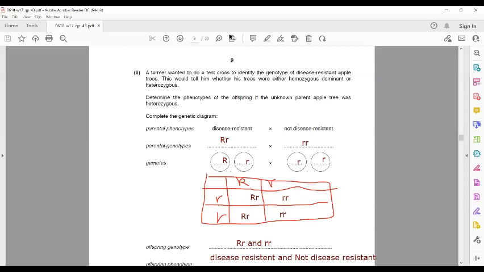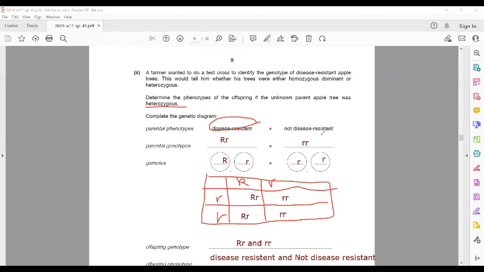It already says that all information is given. One of these is unknown, but it says to determine the phenotype if it is heterozygous. Heterozygous means the alleles are not the same. They are different, one dominant, one recessive. So I already know that because it is disease resistant, it should be dominant, in a sense Rr.